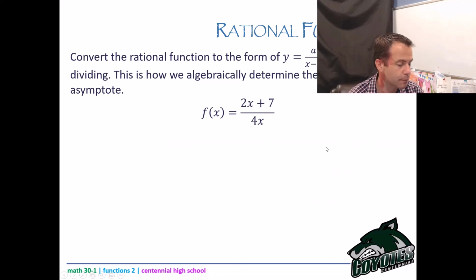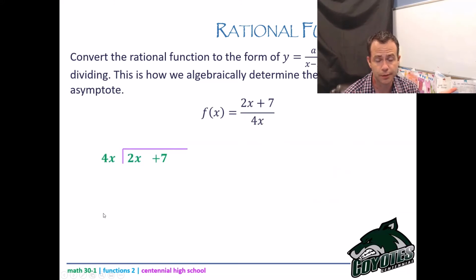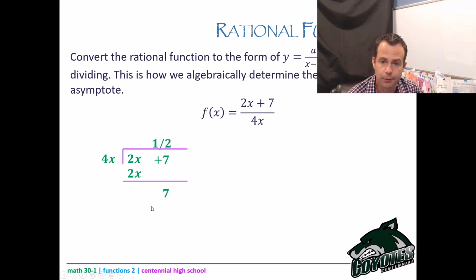2x plus 7 over 4x. So again, that means 2x plus 7 divided by 4x. So the 4x goes on the outside, 2x plus 7 comes on the inside. What do I put up here so that when I multiply by 4x, I will be able to get rid of a 2x? Well, I need a half. A half times 4 gives me 2, right? So I'm going to have a half up here. A half times 4x gives me 2x, and then that will give me a remainder of 7. So now that means I can rewrite this guy as 7 over 4x plus a half.